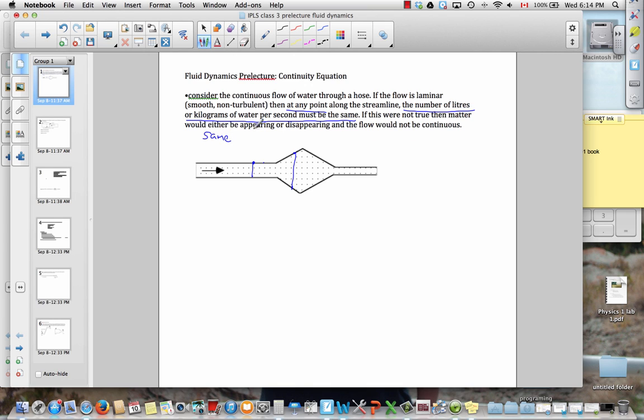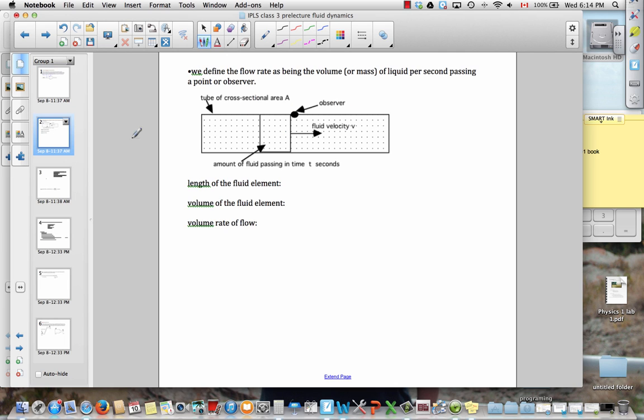Now, the amount of fluid per second we're going to define as the rate of flow. So we'll have the same rate of flow here and here. So first, let's get a relationship for rate of flow.